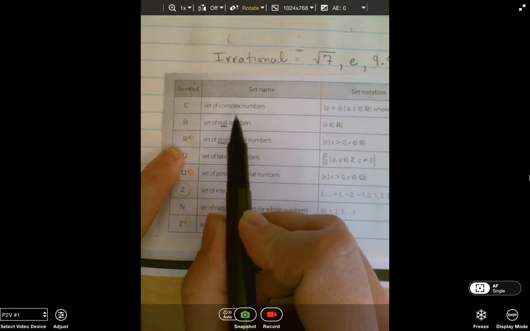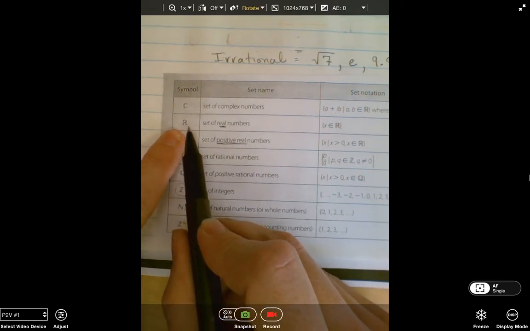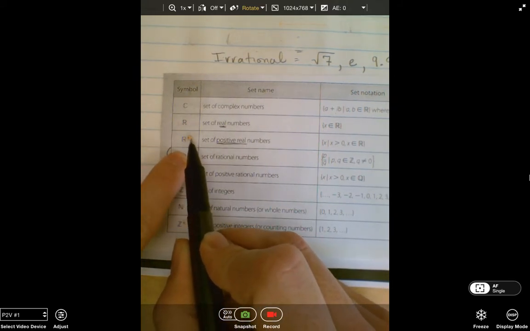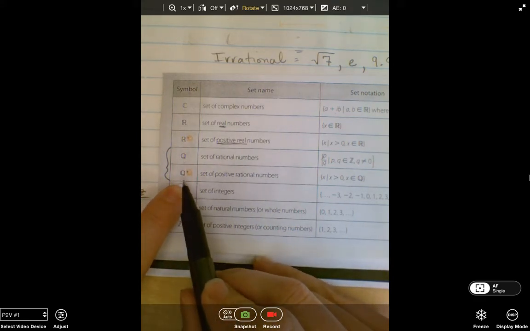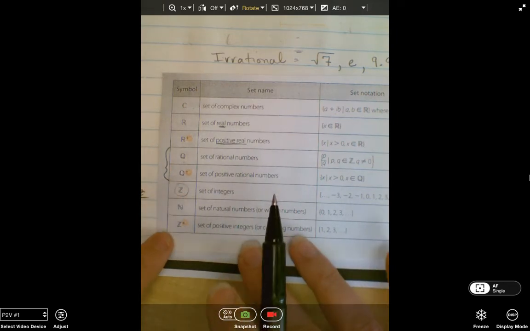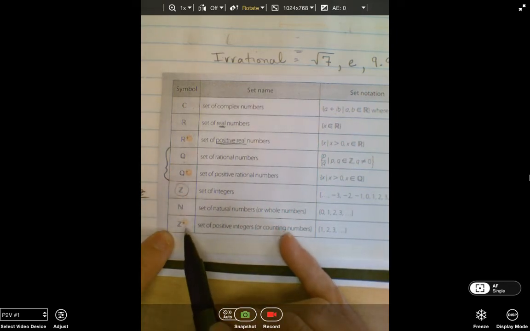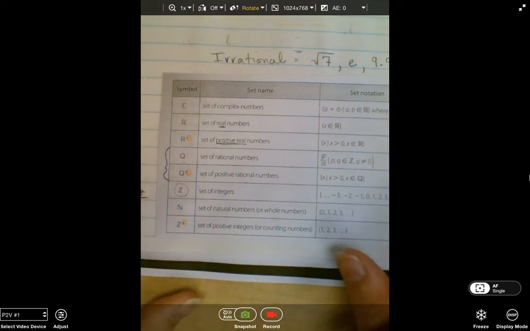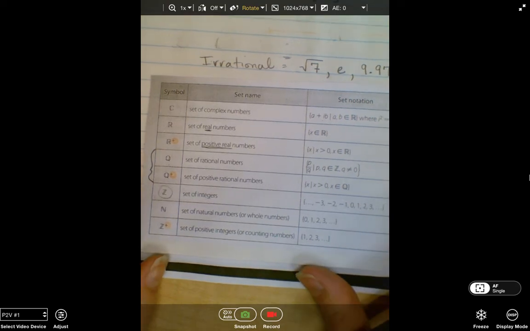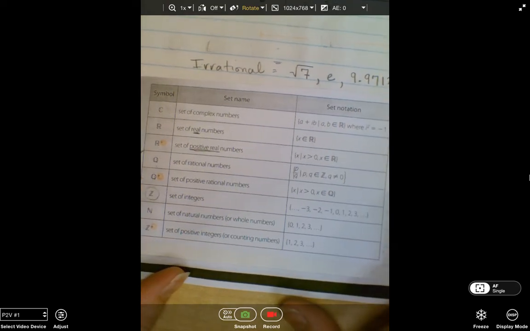Complex numbers are anything with i's. We have real, and then real with a little plus in the air, that's just the positives. Rational, rational plus, which is just the positive. Same thing with integers, and integers plus, which is going to be 1, 2, 3, and so on. If you need a sec to copy that down, you can always pause it and come back.